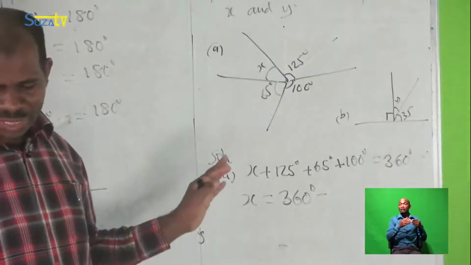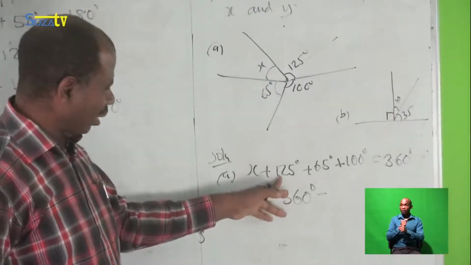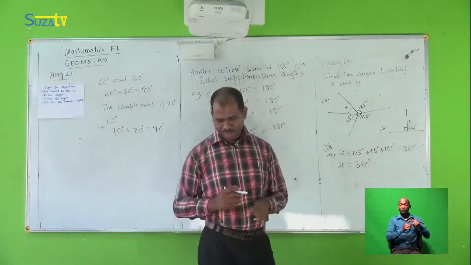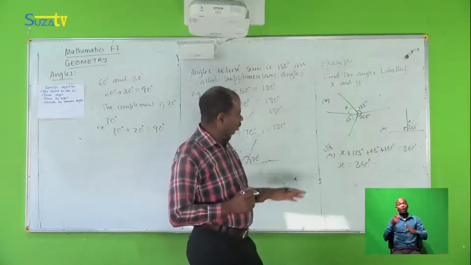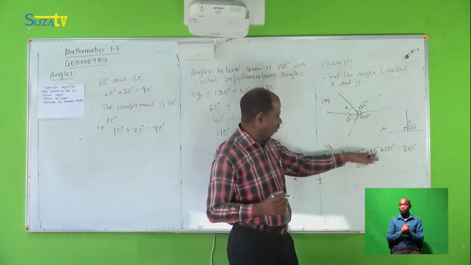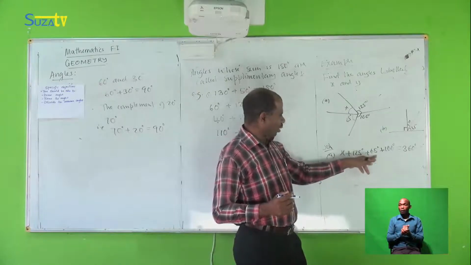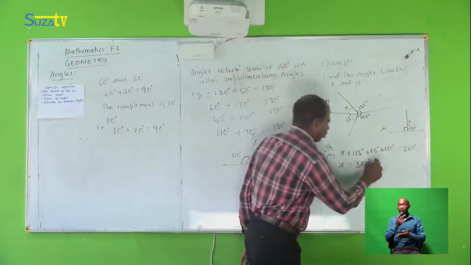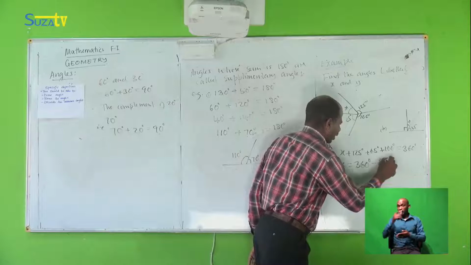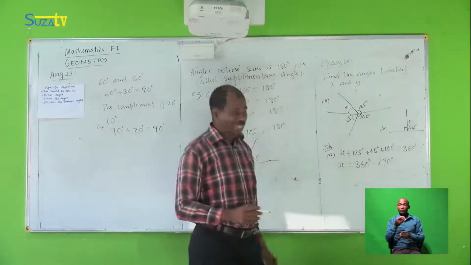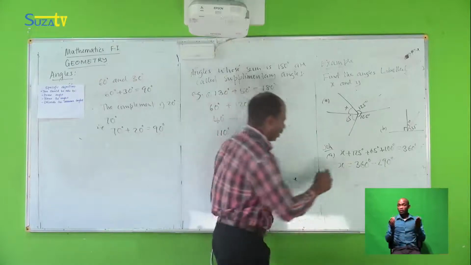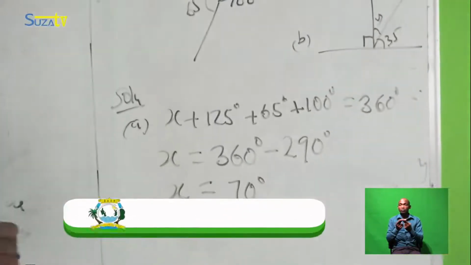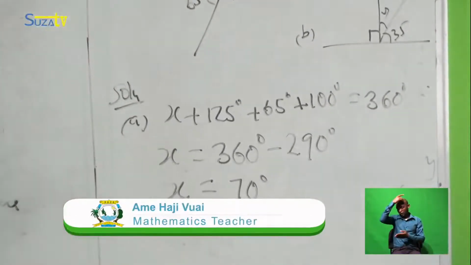So by adding these angles, 125 and 65 and 100, will make a total of how many? 125 plus 65 is equal to 190. 190 plus 100 is 290 degrees. And subtract 290 degrees from 360 degrees. So the value of x here becomes 70 degrees. That is number 1.